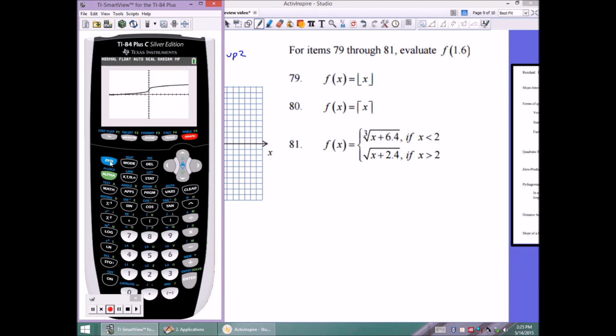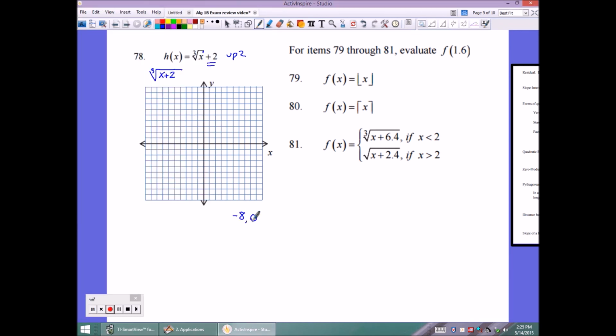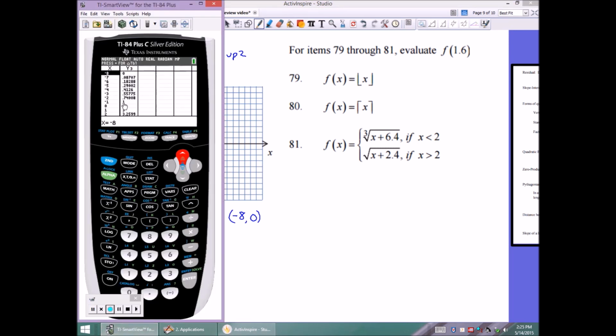Okay, so I can look at my table and look for points that I can plot, and I see some points right there. So if I go back a little more, oh, there's one. Okay, -8, 0. You could just make a list, -8, 0. That's one point I can plot. Then we've got -1, 1, 0, 2, and 1, 3.